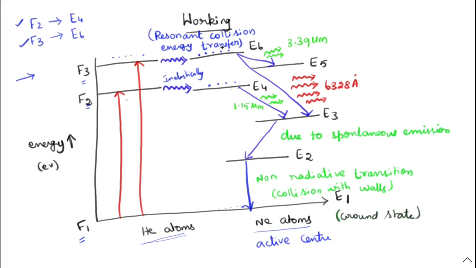Now you may have the doubt: why will the neon not transfer its energy to helium? Why does it not take place? I already mentioned the ratio is 10:1. More helium atoms will be present than neon atoms.